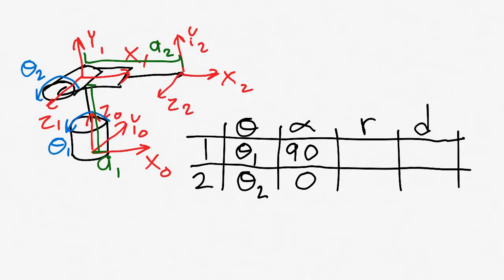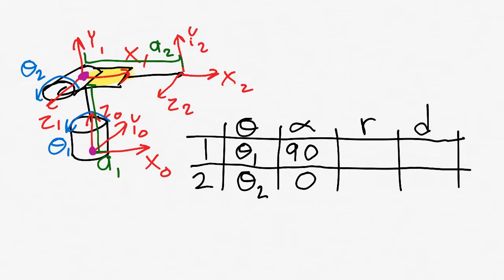Next, let's do the parameter r. R is defined as the displacement along xn between the centers of the two frames. In the first row, we'll compare frame 0 to frame 1. We want to ask ourselves, what is the displacement between the center of frame 0 and the center of frame 1 in the xn, in this case x1, direction?